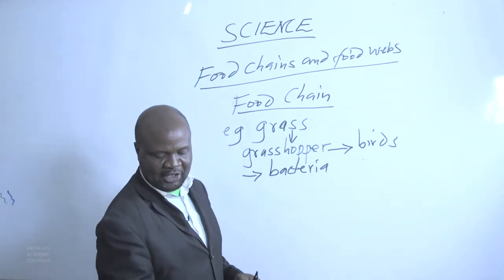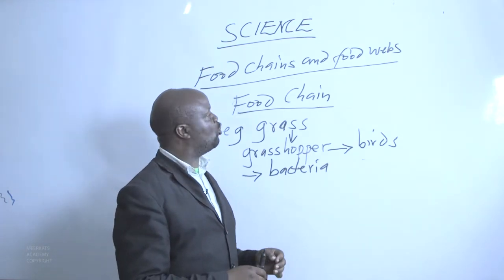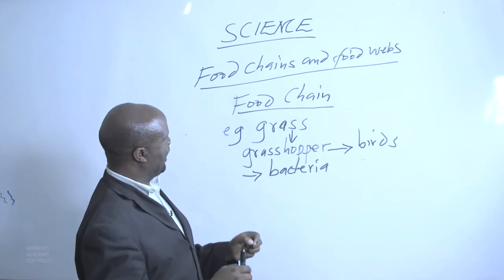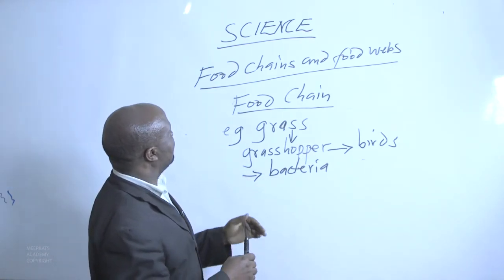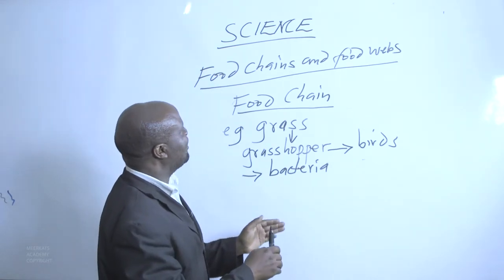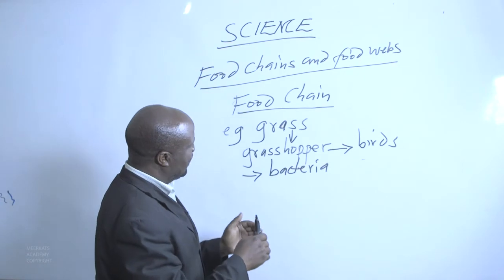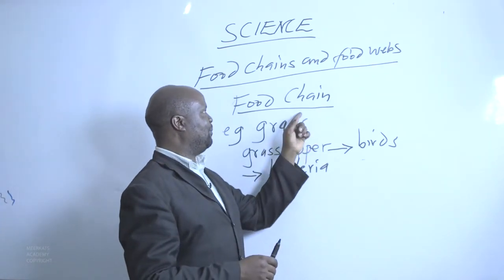The flow of energy from an organism to an organism is what we call a food chain. We are saying, what is a food chain? We are saying a food chain is the process whereby energy flows from one organism to another. The flow of energy from one organism to another is what we term as a food chain.